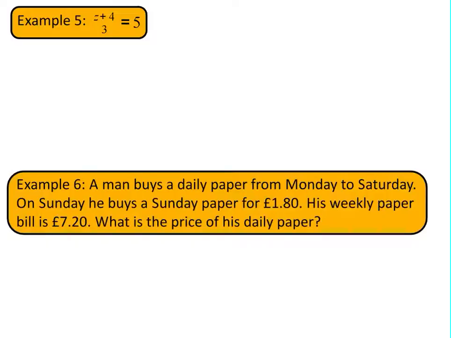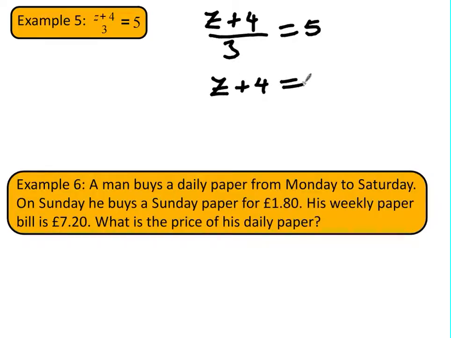Now on to the next example. I'll rewrite it again in case you can't see that. We've got z plus 4 over 3 is equal to 5. So again, we have to times by 3 to undo the divide by 3, and we have to subtract 4 to cancel out the add 4. So which way around does it happen? Well, it's the thing on the outside first, and the last thing that happened to z was it was divided by 3, so that's the first thing that we have to do. So timesing both sides by 3, z plus 4 would be equal to 15. Now we can take away the 4, z is equal to 11.